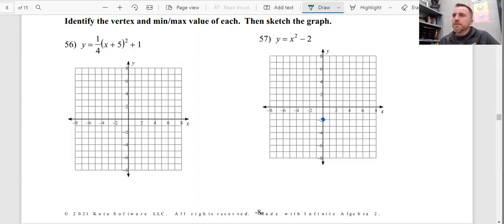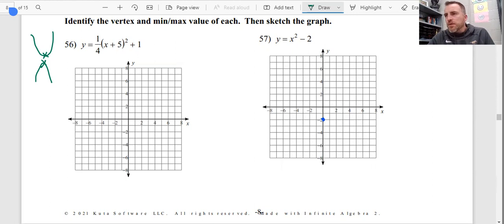Let's go ahead and continue the graphing saga here. On 56 and 57, we're supposed to find the vertex, which for a quadratic is its maximum or minimum value. If it's a happy quadratic like this, then the vertex is that lowest point. If it's a sad quadratic, that means it has a negative leading coefficient, then it's going to be opening downward like that, and the vertex will be a maximum point.